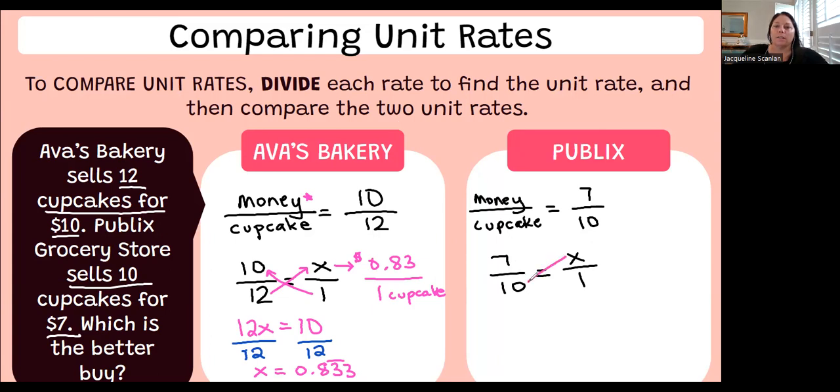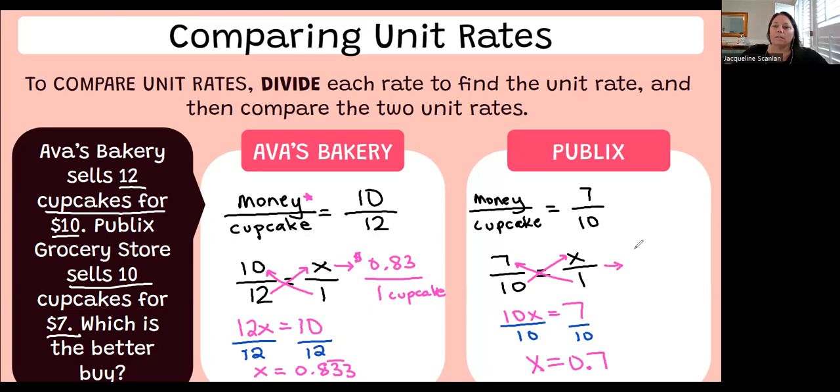So I'm going to multiply 10 times X, which gives me 10X. And I'm going to multiply 1 times 7, and that gives me 7. To solve, I'm going to divide both sides by 10. And I would use the Desmos calculator at this point, and I would put in 7 divided by 10. And I'd end up with X equals 0.7. And so again, I need to kind of figure out what that really means, interpret my answer.